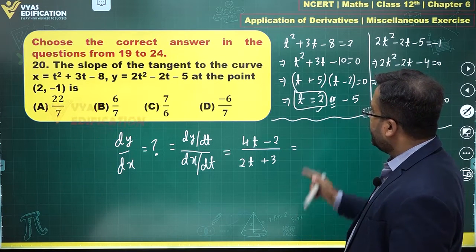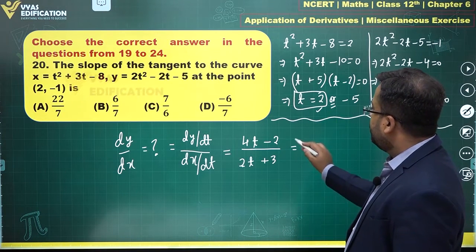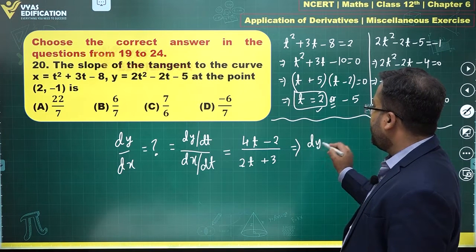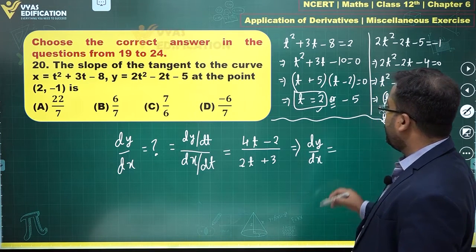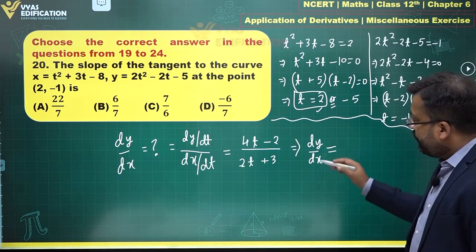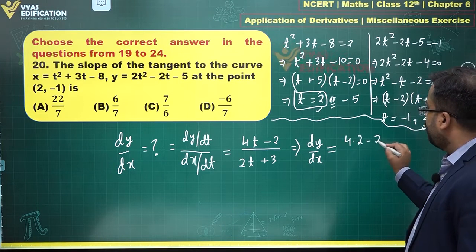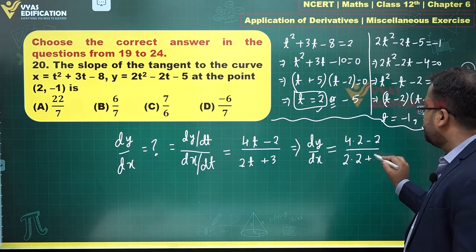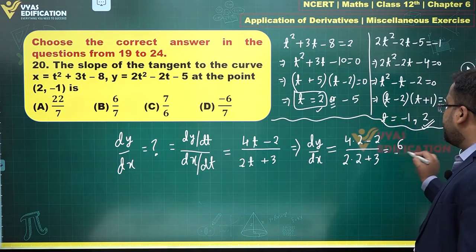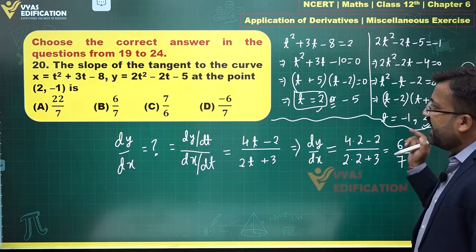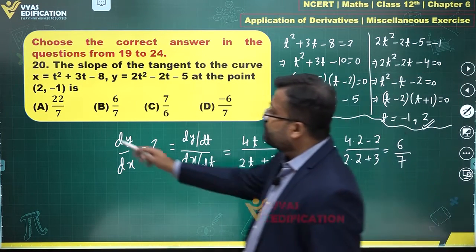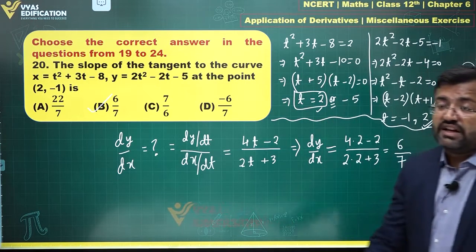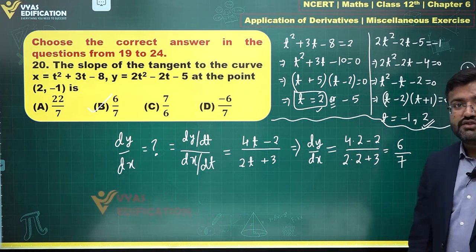This becomes equal to what? Putting t is equal to 2, dy/dx will be equal to what? This is (4 times 2 - 2) over (2 times 2 + 3), which is 8 - 2 is 6 upon 4 + 3 is 7. And yes, that is the correct answer for this question. That is option B is the correct answer for this one over here, as you can see behind me.